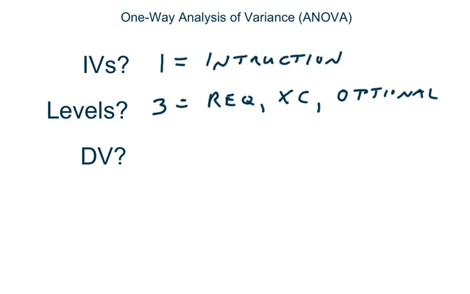Okay, so what is the dependent variable here? Well, since we asked under what conditions are students most likely to do their homework, then our dependent variable is going to be the completion rate. How many people completed the homework under each condition?